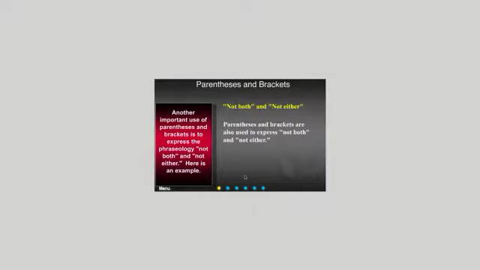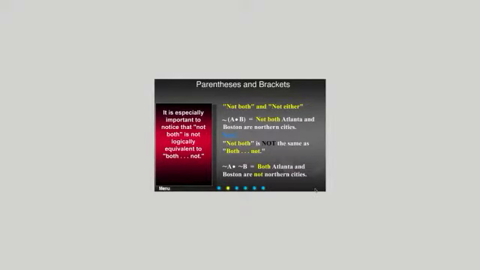Another important use of brackets is to express the phraseology "not both" and "not either." Here's an example: not both Atlanta and northern cities. Another way of using the brackets is to get this tilde, meaning that these both are not the case. Not both "Atlanta is beautiful" and "Boston are northern cities," which actually turns out to be true. Not both of them. Not either, of course, is going to give us a wedge, but they go in parentheses. Not both Atlanta and Boston are northern cities.